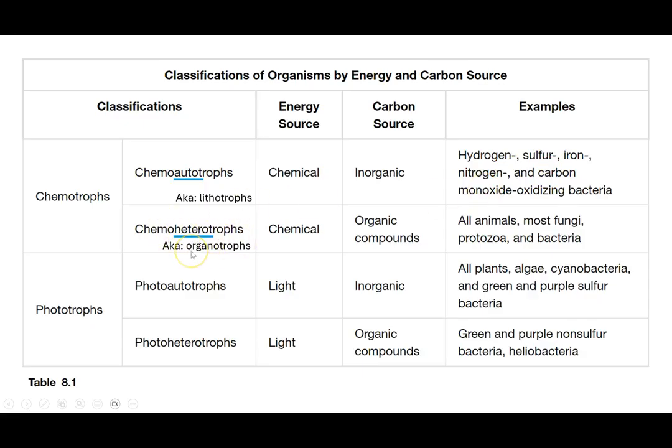Chemoheterotrophs, also sometimes known as organotrophs in the microbial world. These have to get their carbon source from organic compounds, so all animals, including us, so we are chemoheterotrophs. Most types of fungus out there, this includes both molds and yeasts.